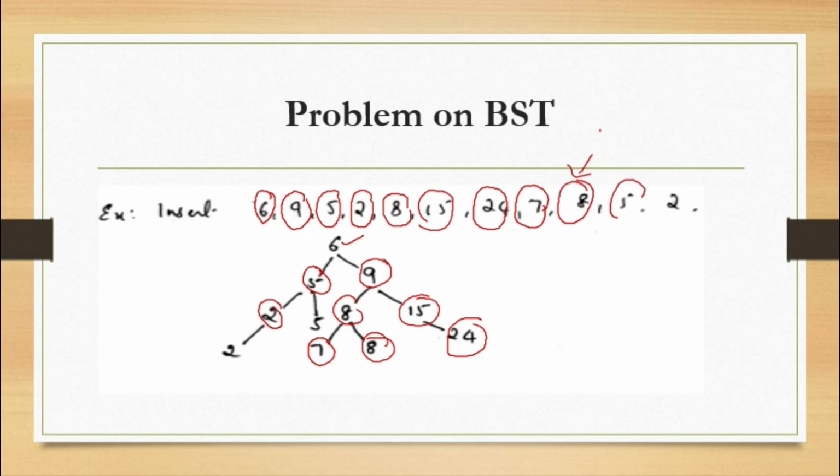Next is 5, which is once again a repeating element. I will first check what is there in the left of 5. Left of 5 I have a number, so I put the 5 to the right. Next is 2, which is also repeating. I see a 2 is already there, and left of 2 is empty, so I put it to the left. So this is how you solve the problems on binary search tree.